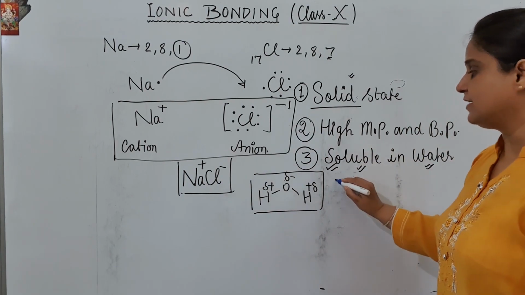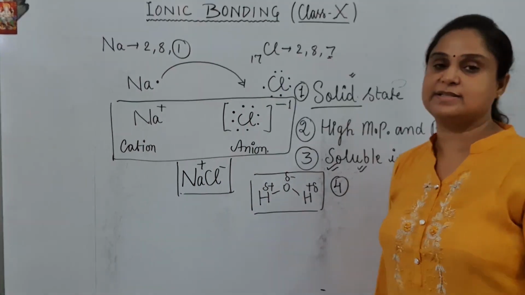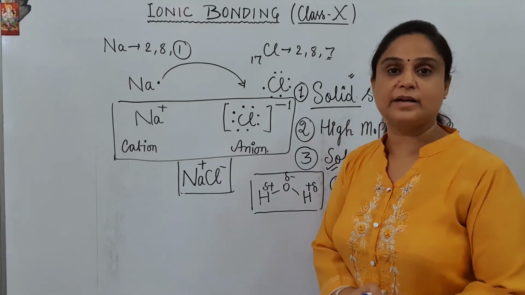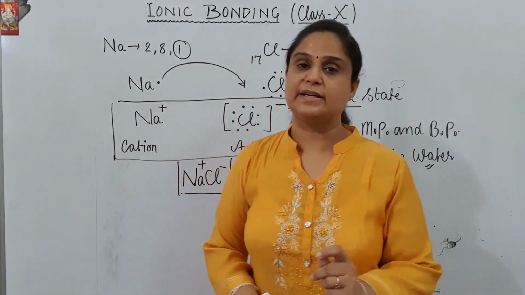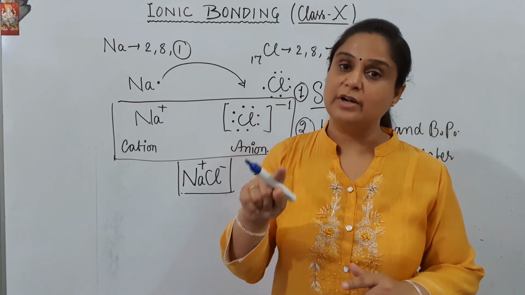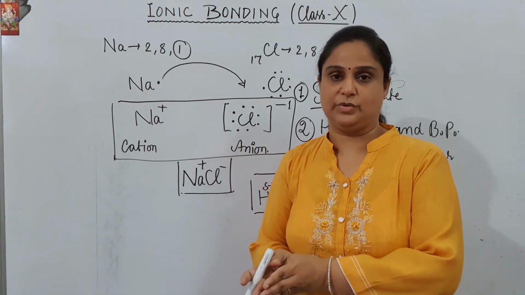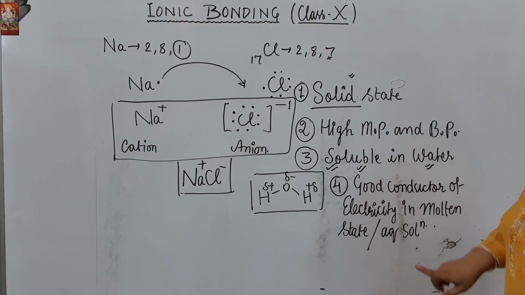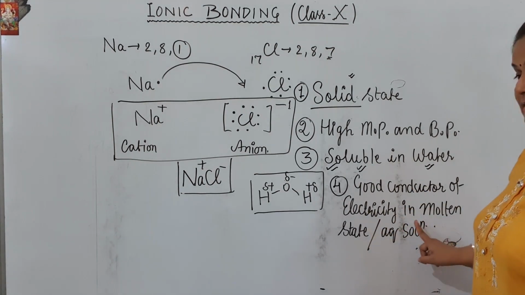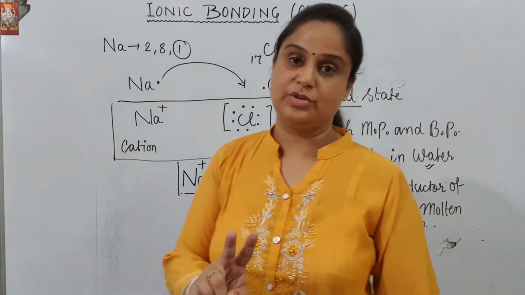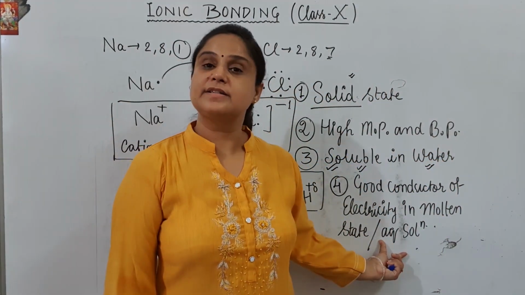On the other hand, we have the next property of these kinds of compounds, ionic compounds, and the next property is they are good conductors of electricity, but when they are in molten state or in their aqueous solution. So as I mentioned here, aqueous state and molten state. Let us understand these two terms. Aqueous state means when it is dissolved in water.